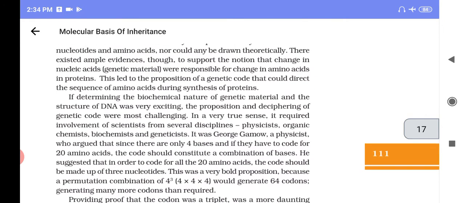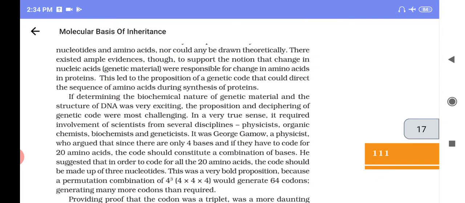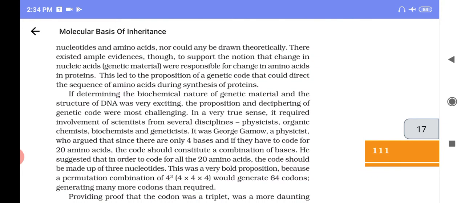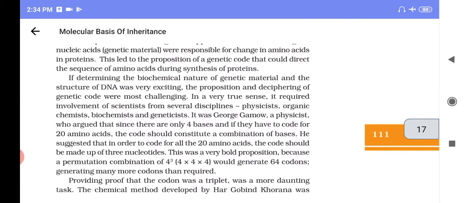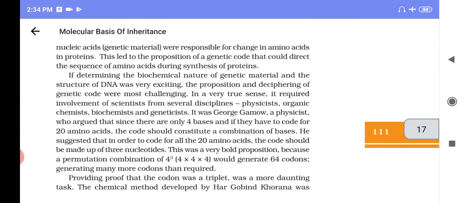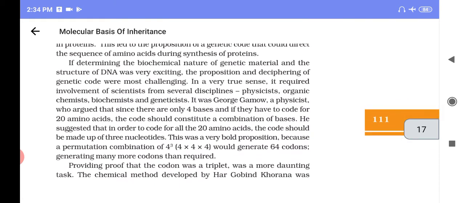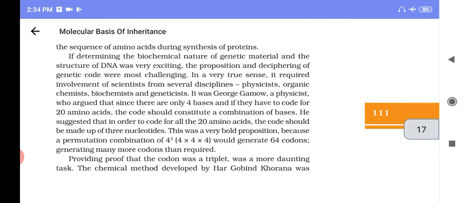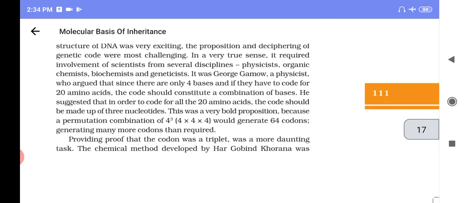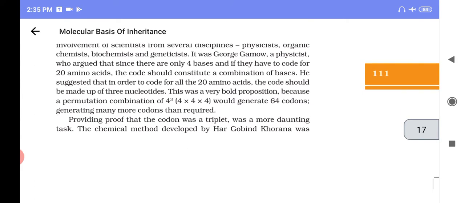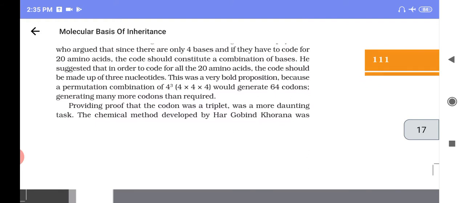In a very true sense, it required involvement of scientists from several disciplines: physicist, organic chemist, biochemist, and geneticist. It was George Gamow, a physicist, who argued that since there are only 4 bases, and if we have to code for 20 amino acids, the code should constitute a combination of bases. He suggested that in order to code for all the 20 amino acids, the code should be made up of 3 nucleotides. This was a very bold proposition because a permutation combination of 4 into 4 into 4 would generate 64 codons, generating many more codons than required. Providing proof that the codon was a triplet was a more daunting task.